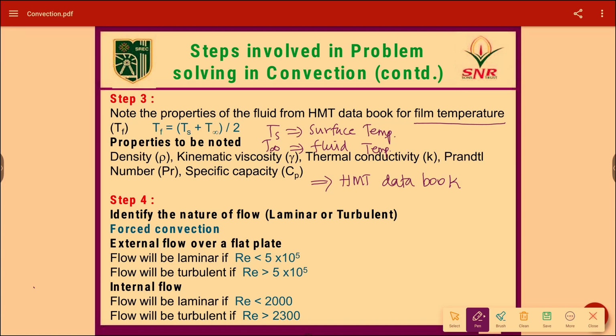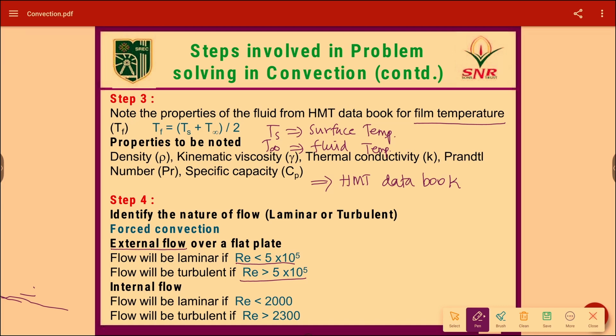If the flow happens over a flat plate, then if the Reynolds number value is less than 5 into 10 power 5, please understand, the flow will be laminar. If the Reynolds number is greater than 5 into 10 power 5, the flow will be turbulent. Both these Reynolds number values are only for external flow, that too over a flat plate.